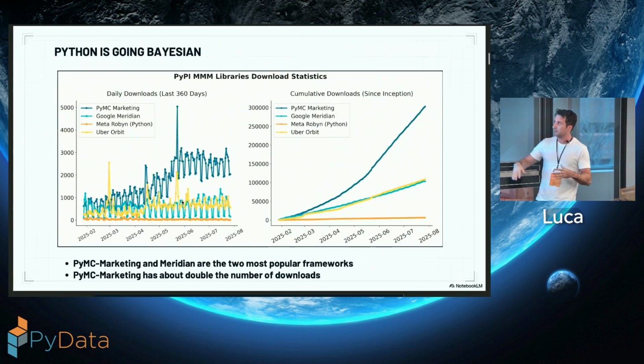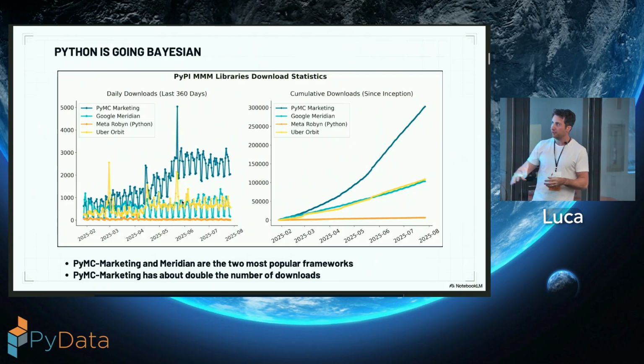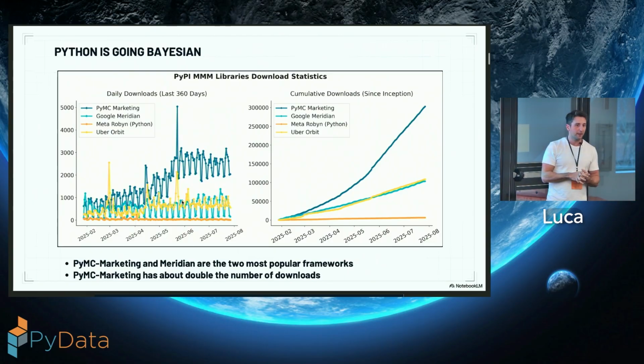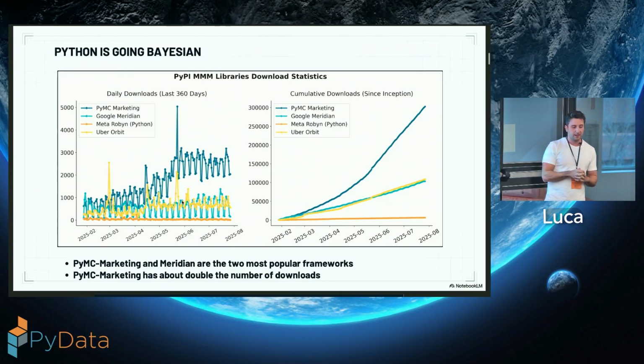So just to make the high-level points, the frameworks available in the industry by number of downloads are these ones. PyMC-Marketing, Meridian, and Orbit to some extent, which was built by Uber, are the three most used. There is another framework called Robyn, which was built by Meta. It's not very popular in the Python community, although it is very popular in the R community. There are some Python bindings, but they're not excellent.